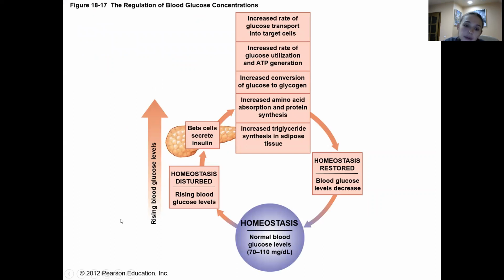So, what happened? With a rising blood glucose level, beta cells will secrete insulin. As a result, there is an increased rate of glucose transport into the target cells. We discussed what the target cells are. Increased rate of glucose utilization and ATP generation. Increased conversion of glucose to glycogen. Increased amino acid absorption, and as a result, protein synthesis. Increased triglyceride synthesis in the adipose tissue.